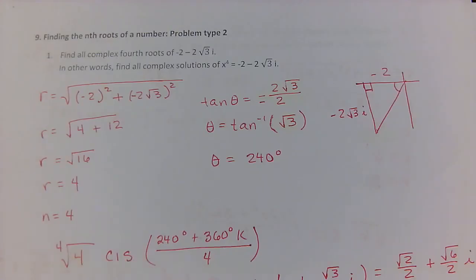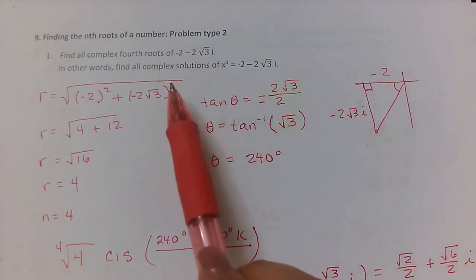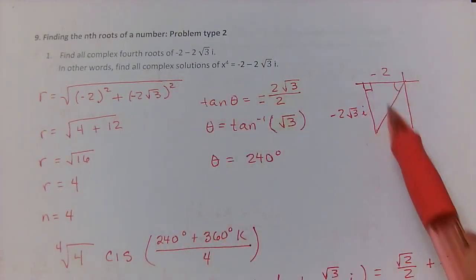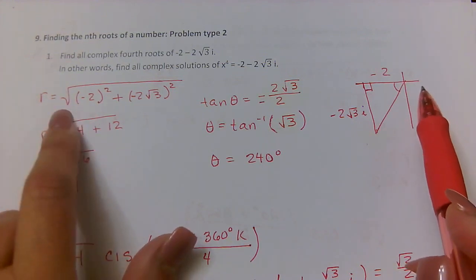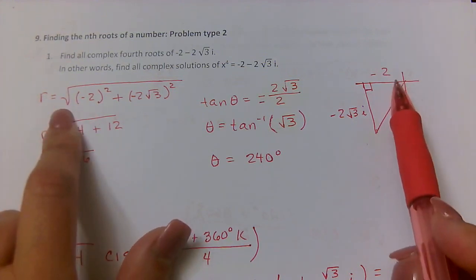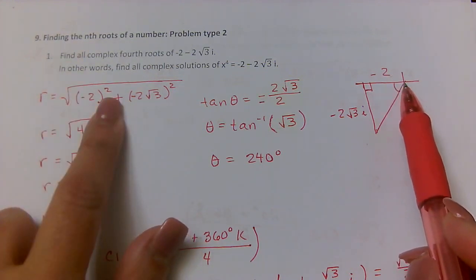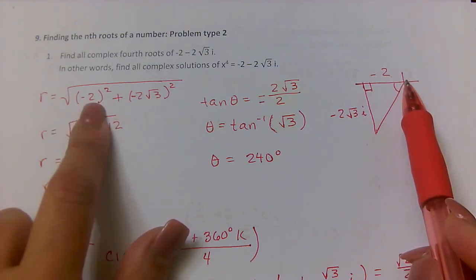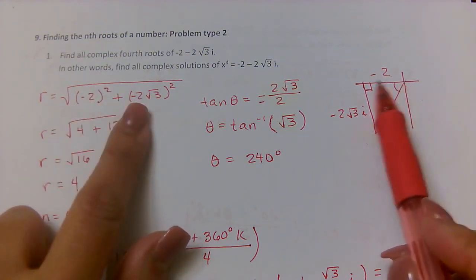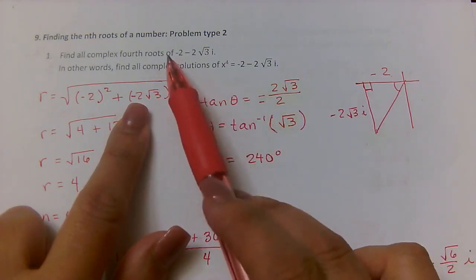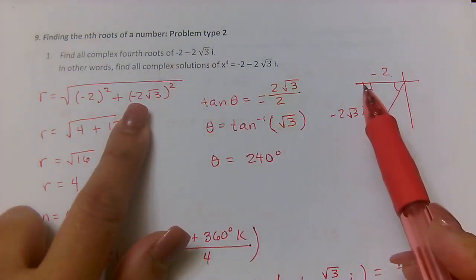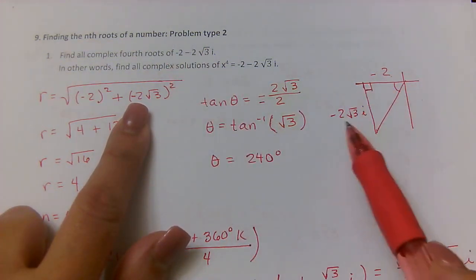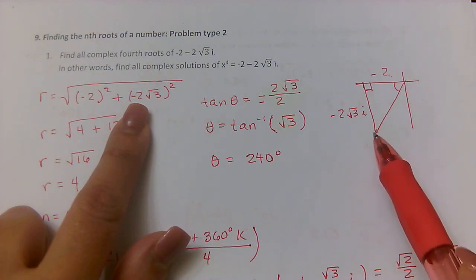Okay. Number 9 says we're going to find the roots, but this time it's a little different because it's not on one of the axes. We're going to be looking for r, and we're going to be looking for theta. So let's start with finding r. This point is going to be located in quadrant 3 because you have a negative and a negative. So negative 2, negative 2 square root of 3, going down.